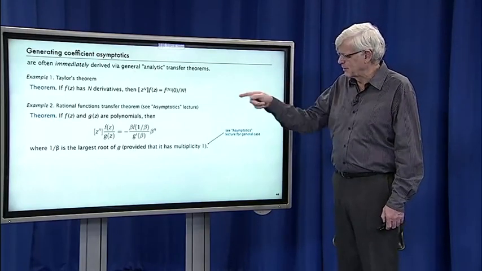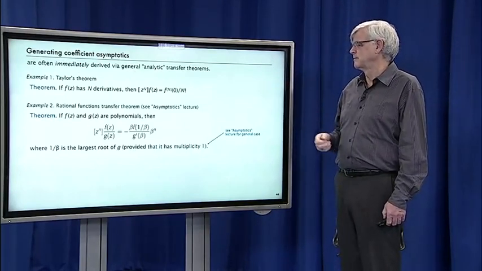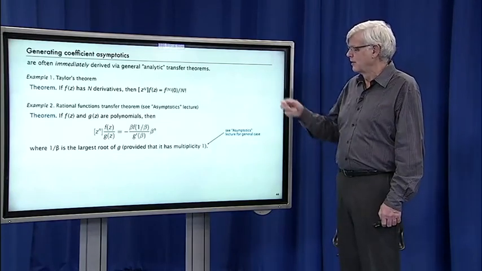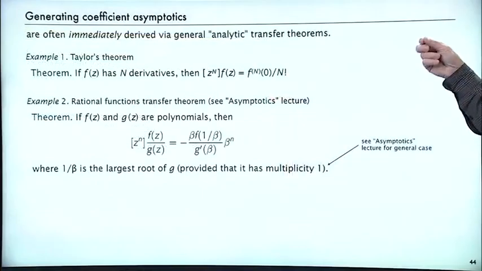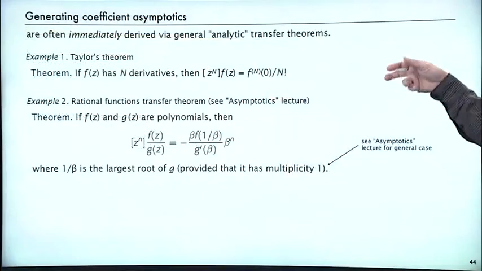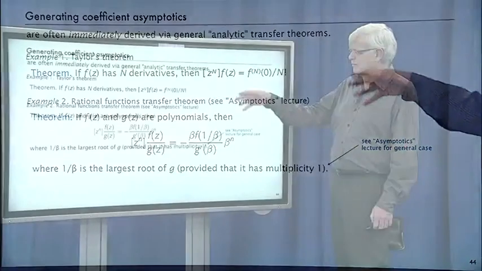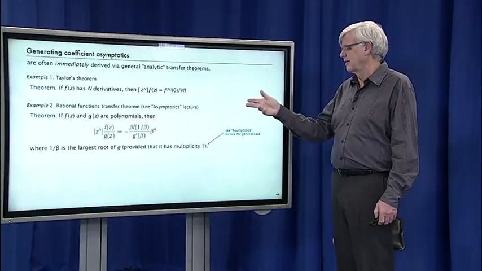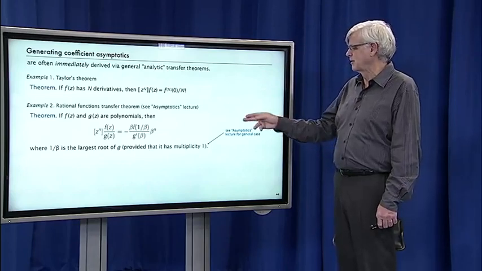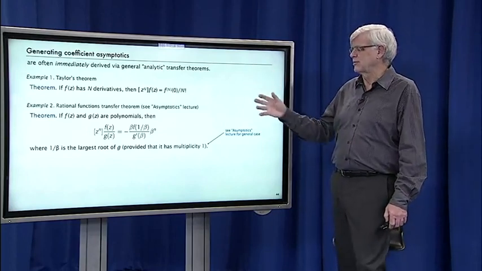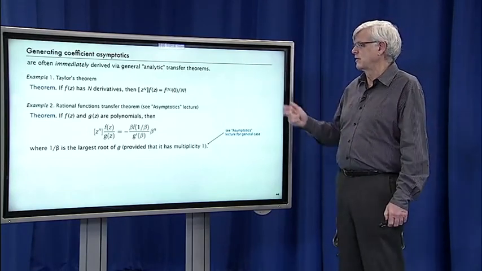then this expression gives the asymptotic of the coefficient of z to the n in the ratio of those two: beta times f of 1 over beta divided by g prime of beta, times beta to the n. The growth is like beta to the n, and that's the constant if that root has multiplicity 1. And we have a better, more complicated formula that depends on the multiplicity if it has higher multiplicity. So those are two examples of transfer theorems, and we use those.